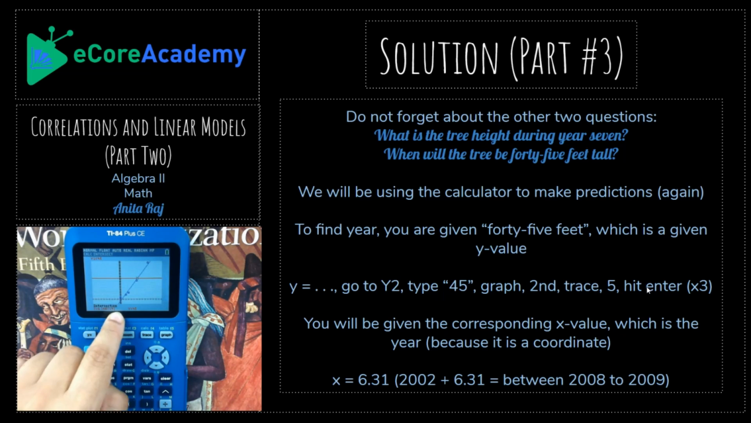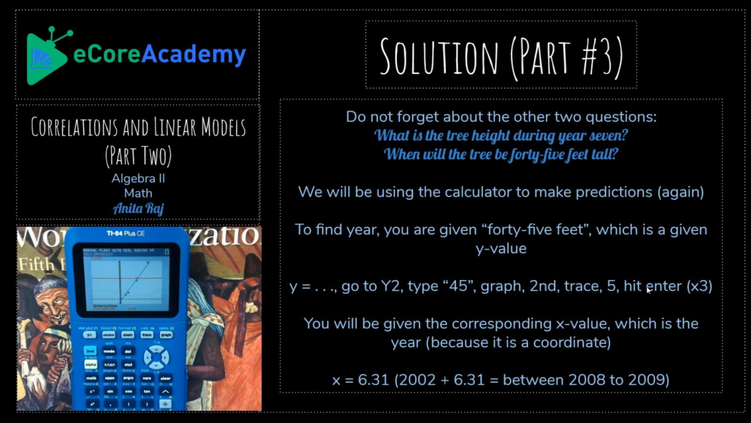That's the years. So you'll be given the corresponding x coordinate, which is the year, because it is a coordinate. The time and the height go together. So here I have rounded it off to x equals 6.31. That's what my calculator reads right here. However, this is not your final answer because it's asking you when the tree will be 45 feet tall.